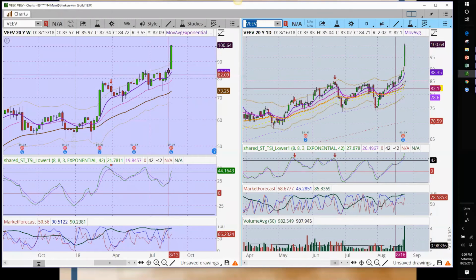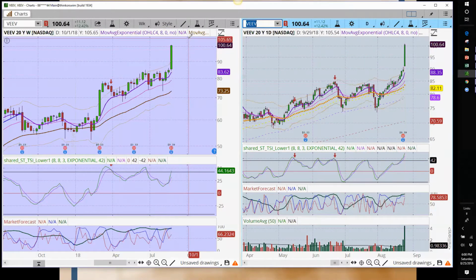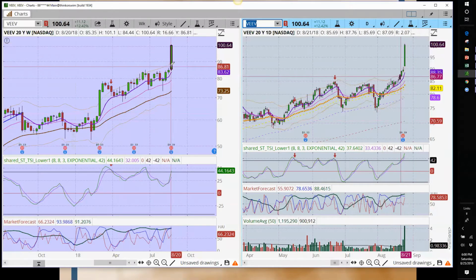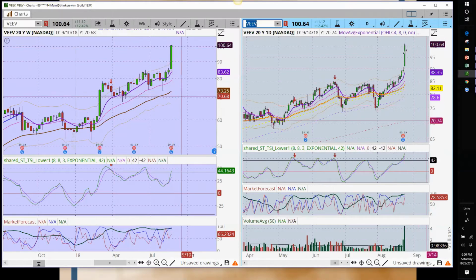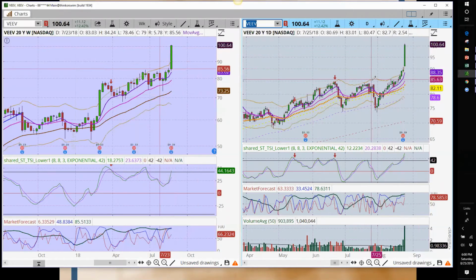VIVE also broke out, a huge breakout on earnings. And anytime a stock breaks out the way this one did on earnings, runs up, and finishes at the highs after earnings, pay attention to it. Any kind of a pullback, where did it break out from? Well, it broke out from about $85, $86. It ran all the way up to 100.